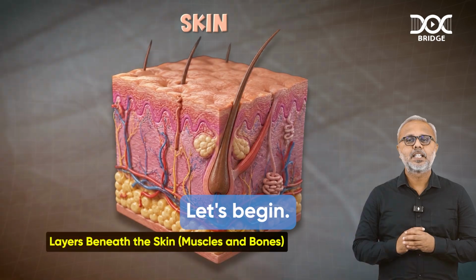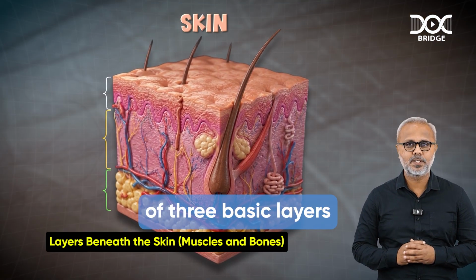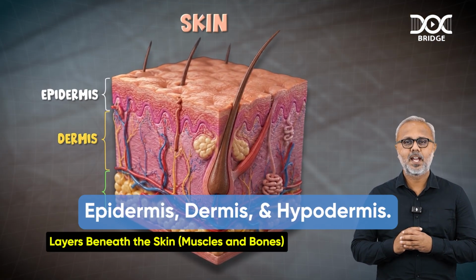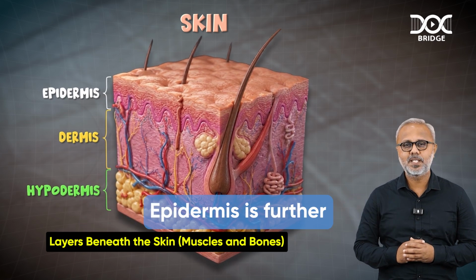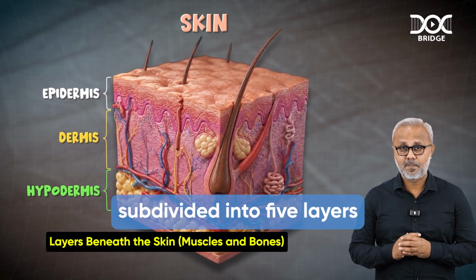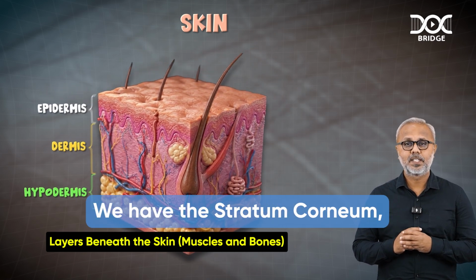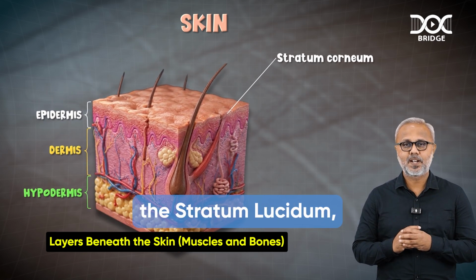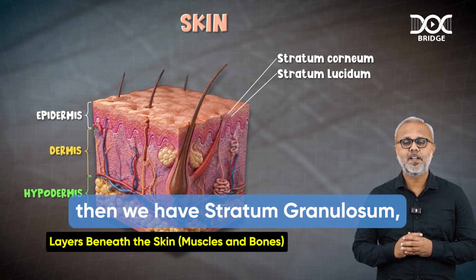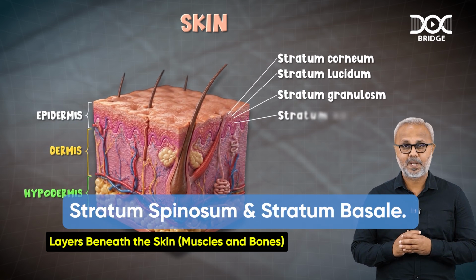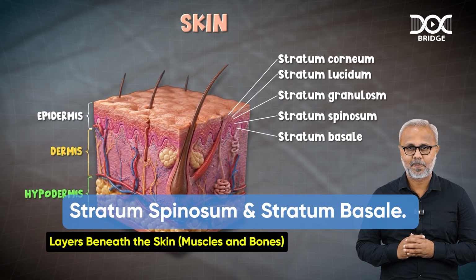Let's begin. The skin is made up of three basic layers: epidermis, dermis and hypodermis. Epidermis is further subdivided into 5 layers from superficial to deep. We have the stratum corneum, the stratum lucidum, then we have stratum granulosum, stratum spinosum and stratum basale.